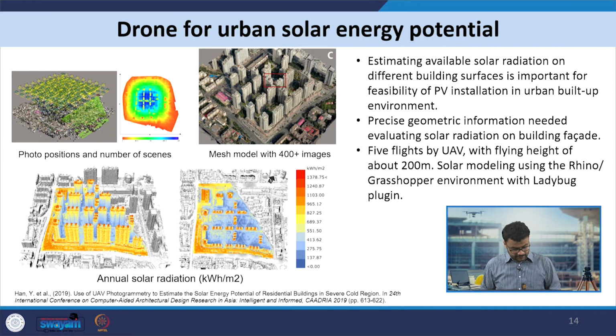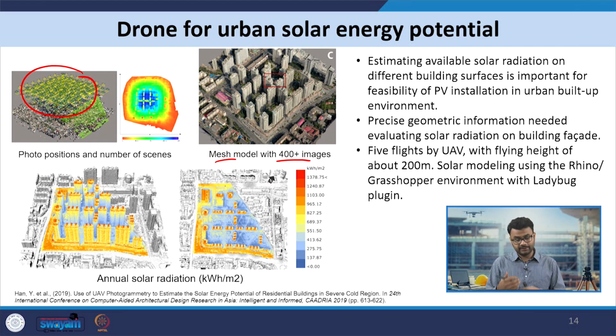So in this example, the authors have first of all collected drone imagery in a double survey grid fashion. They used a double survey grid because it was an urban area. And because they used a double survey grid, each place was mapped with more than 30 or 35 images. Overall they had 400 plus images, and based on those images they created a mesh model of this urban area.